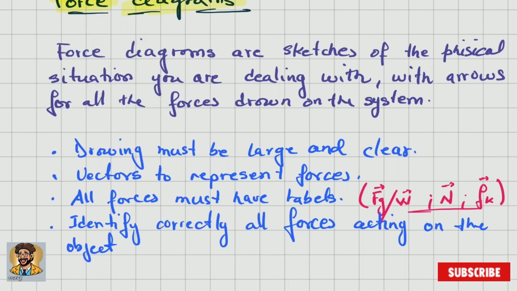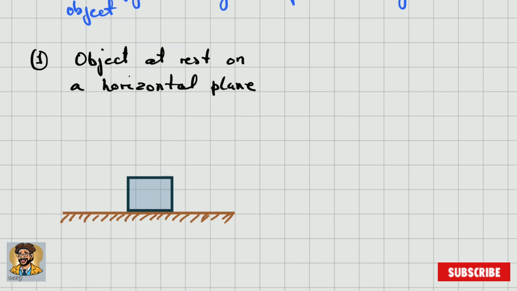So, saying that, let's see some examples. Let's look at some scenarios. Alright, so this scenario is an object which is at rest on a horizontal plane. What forces are acting there, guys? Only the force of gravity, weight due to the earth. That force will start from the center of the block, pointing straight down.